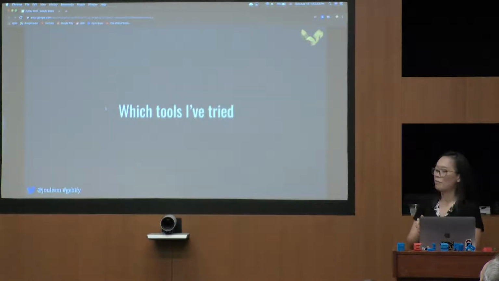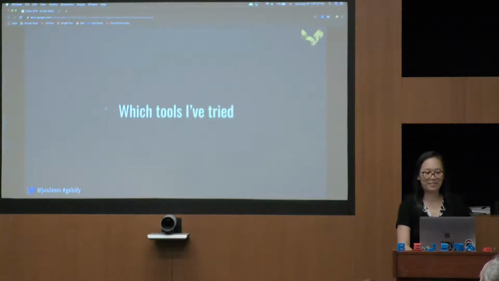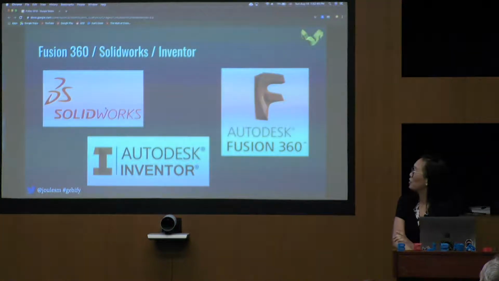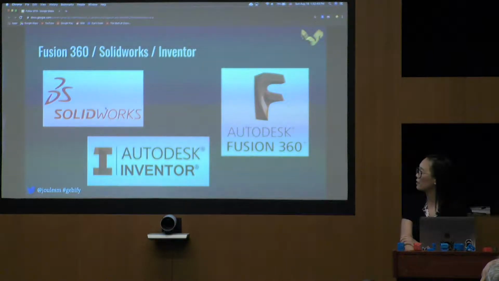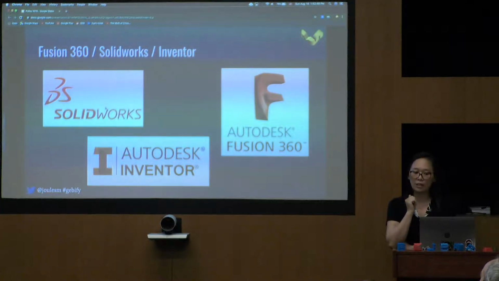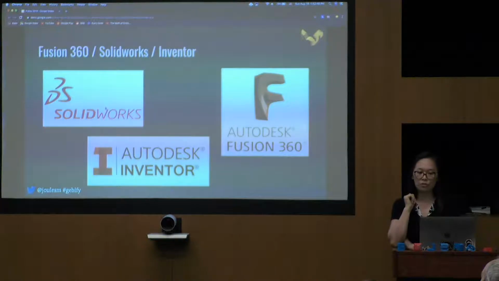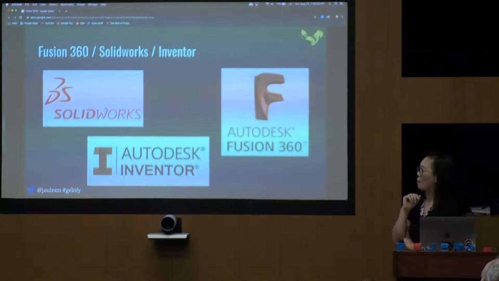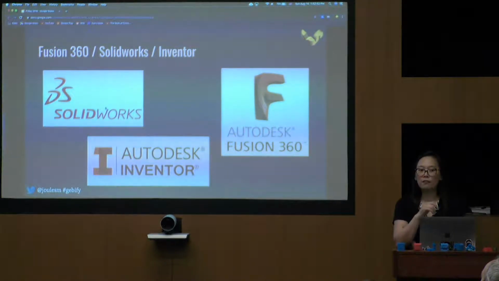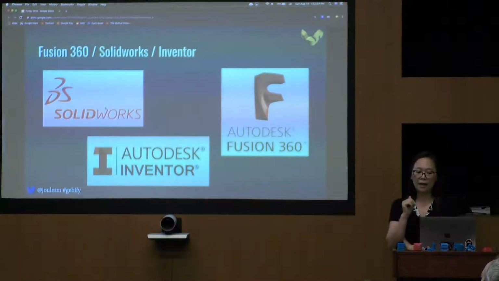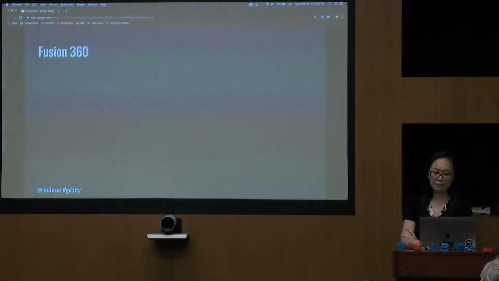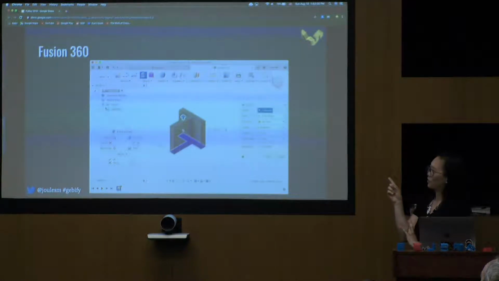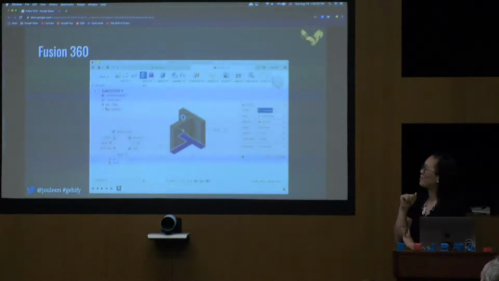So with these fundamentals in mind, I'll go over a couple of the tools that I tried and what I thought about them. These are 3 of the big ones that are out there: Solidworks, Inventor, and Fusion 360. Solidworks and Inventor are really commonly used in industry, but they're expensive, and they're only available for Windows. Fusion 360 is also available for Mac, and that's where all my previous screenshots are from. Also, there's a hobbyist version of Fusion 360 that's free. That's why I use that one.